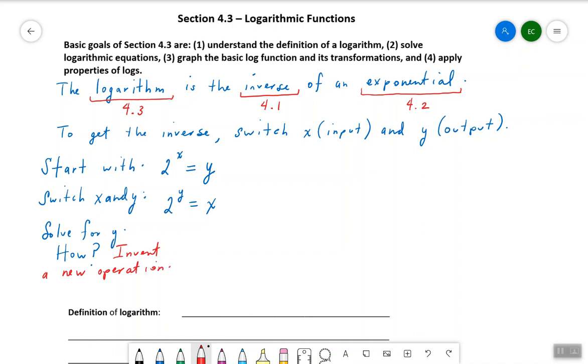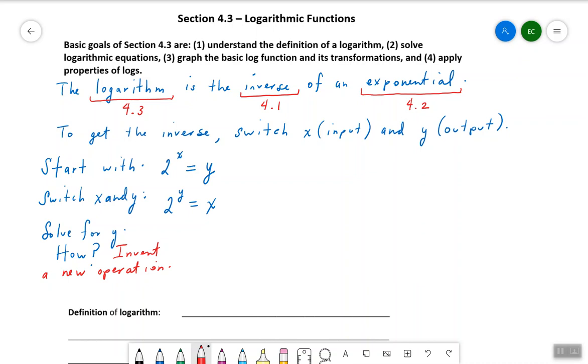Which might seem like a strange idea, but really it's one that you've been doing for as long as you've been studying math. After you learned how to add, you wanted to do the inverse operation, and so we invented a new operation. We called it subtraction. Or after you learned how to square a number, then we needed to do the opposite. We invented a new symbol called a square root. So now we need to invent a new symbol to represent the idea that we're doing the opposite of this exponential.